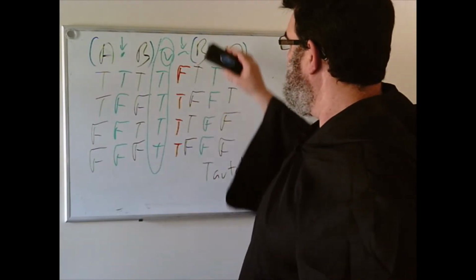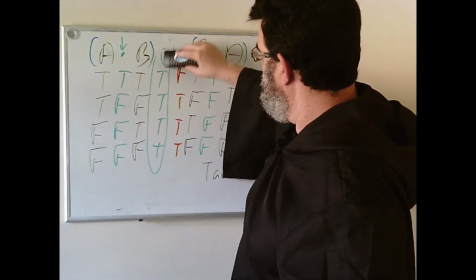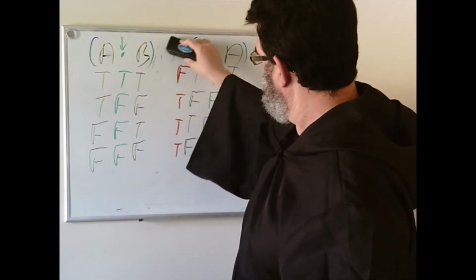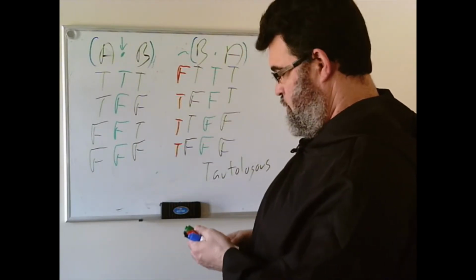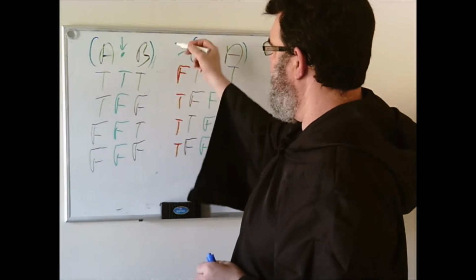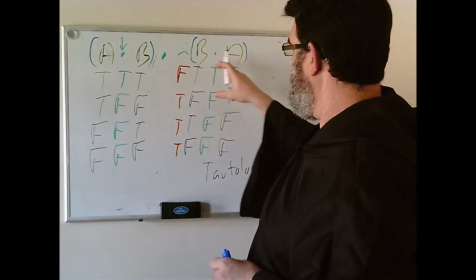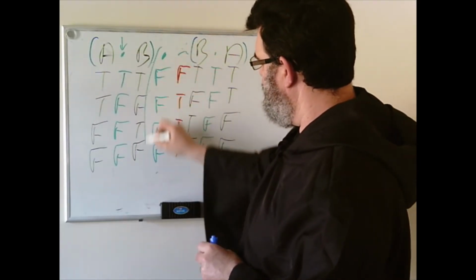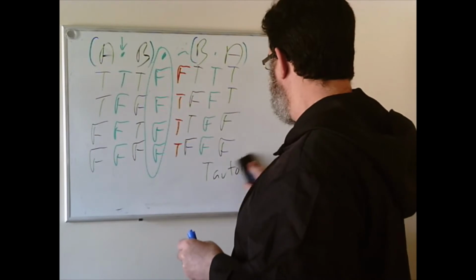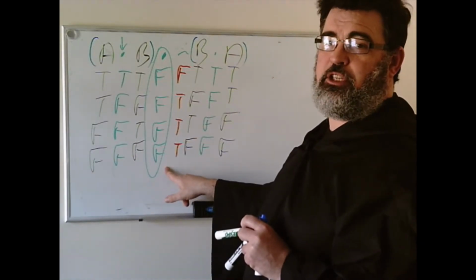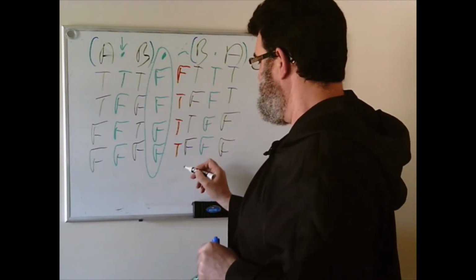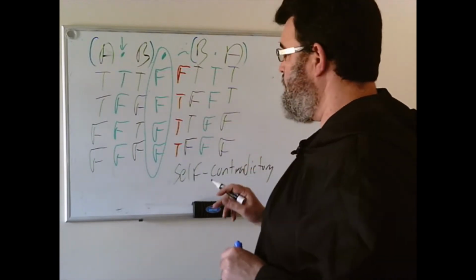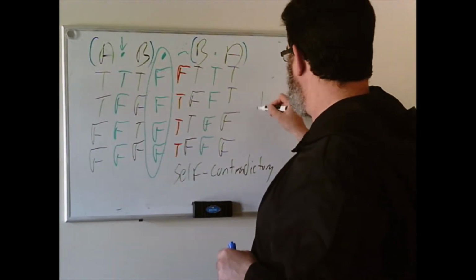Let's see what happens, though, if I change my main operator here. If I change that to a dot, if I say A and B and not B and A, you'll notice then that the final column ends up being all false, which means my second proposition is self-contradictory.